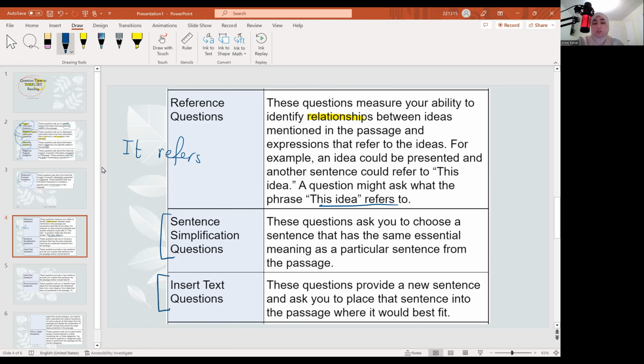Insert text questions. So this is where they will give you a sentence, and they will ask you where is the right place to place this sentence in the whole paragraph, and they will give you 4 different places. I find this a bit easier because what I would do is just try to put it in these 4 places, read what is before and after, and then judge based on that. We will talk about all of these in detail later, inshallah.